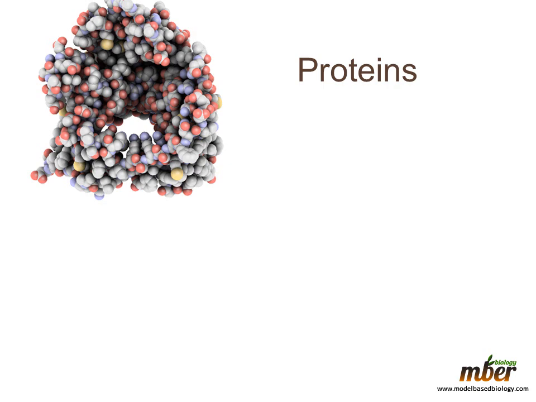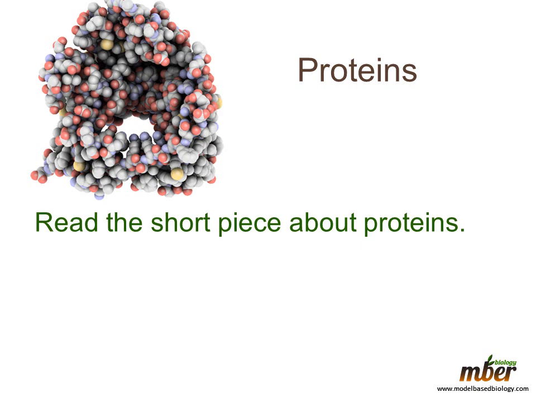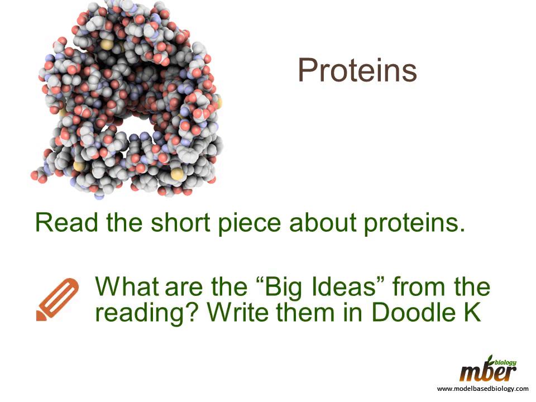Alright, now we're going back into proteins. You got a little sense of these different macronutrients that we're talking about: carbohydrates, fats or lipids, and proteins. And now I want you to read about proteins. You're going to write the big ideas from the reading in Doodle Box K. And keep in mind, I do know that you have not finished filling out the big molecule protein. We will come back to that.